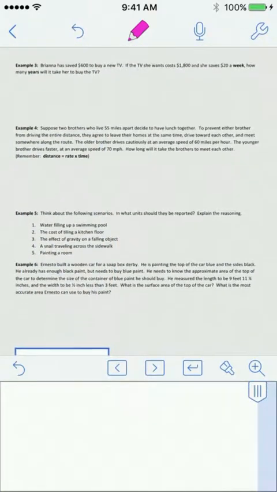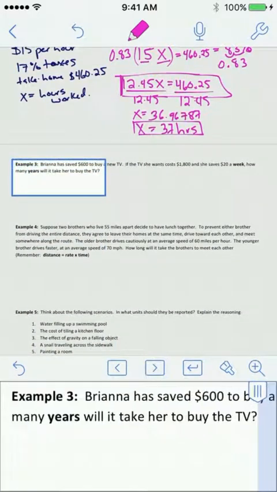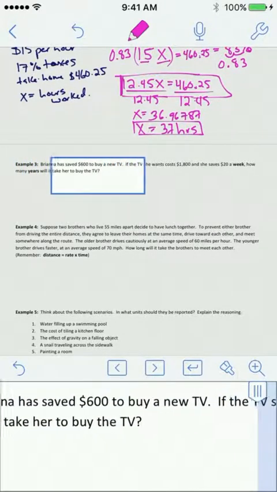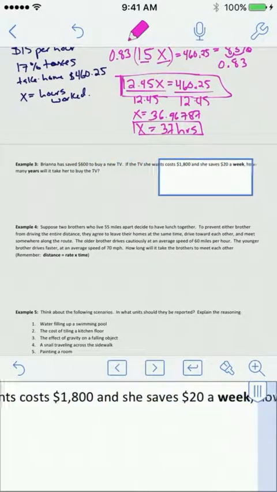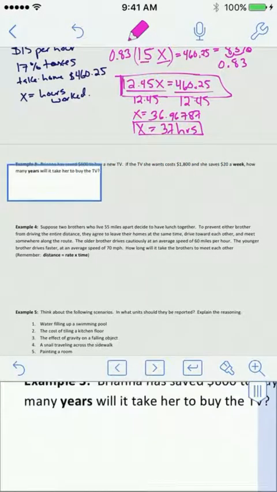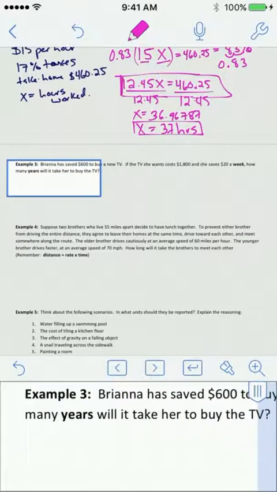Let's try another one. I'm going to let you guys try this one. Let's read it together, though. Brianna had saved $600 to buy a new TV. If the TV she wants costs $1,800 and she saves $20 a week, how many years will it take her to buy the TV? Now read that very closely and look at the bold. So she's already got this $600. She wants to save up this $1,800. You guys try it out and solve the equation.